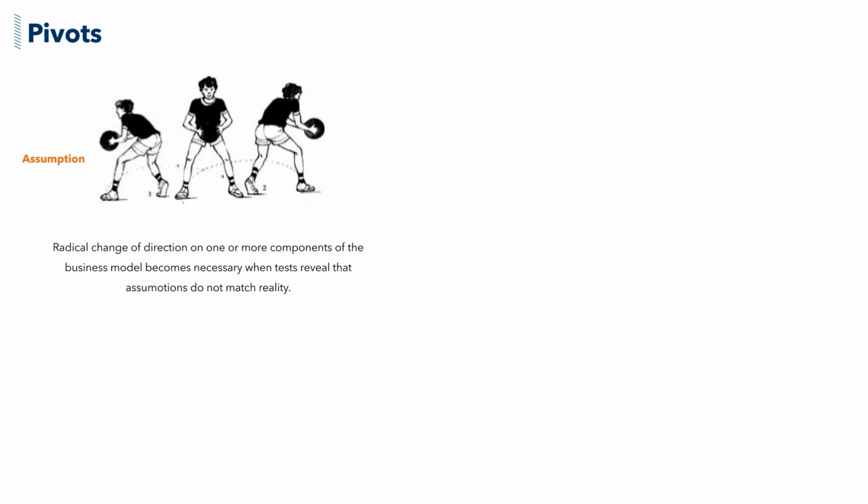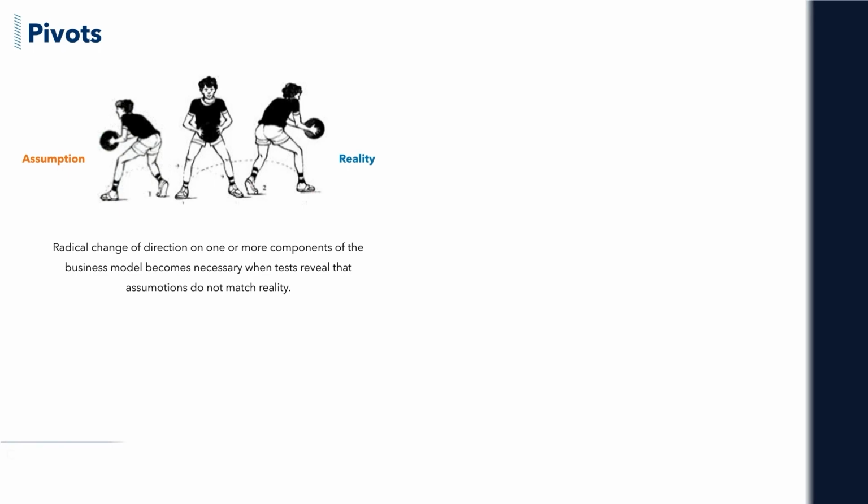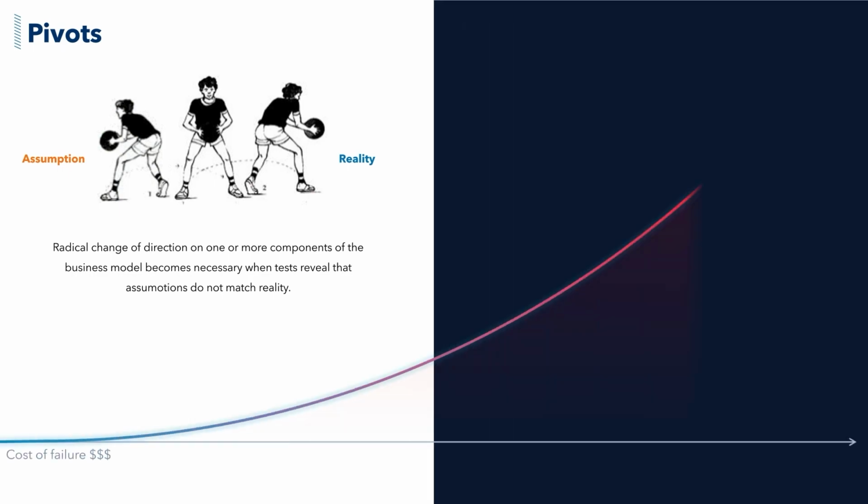When you have an idea of a value proposition, it's all assumptions. A pivot is a radical change of direction on one or more components of the business model. It becomes necessary when tests reveal that assumptions do not match reality. When testing is late or when anything goes wrong, it can be perceived as a failure. Consider this in a situation when you're working on the design and need to justify changes with upper management.